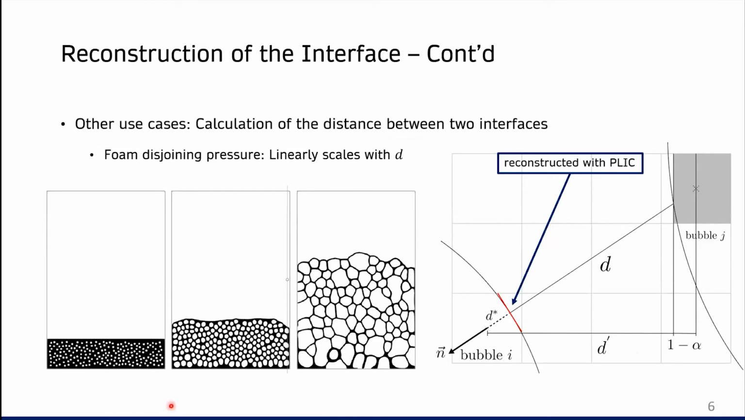This is a work from my PhD. I studied foaming phenomena in CFD. So there are a lot of bubbles interacting with each other, and there is a force between these bubbles. It's called disjoining pressure, and it needs to be calculated. This force is a function of the distance between the interfaces of two adjacent bubbles. So you need the reconstruction techniques to calculate the distance in order to calculate the disjoining pressure between different bubbles. So it's not only for tracking alpha, it has other applications in CFD simulations as well.